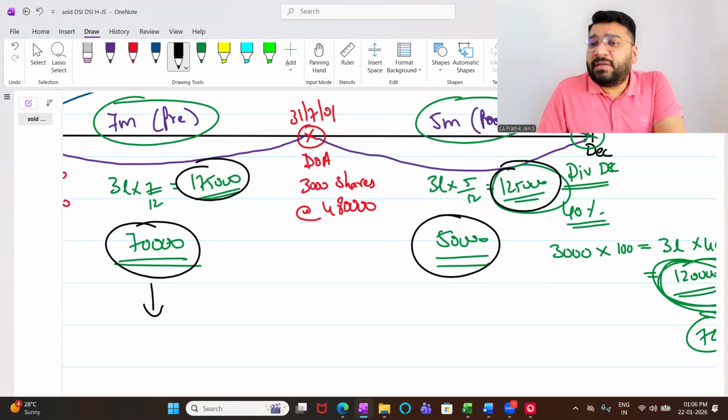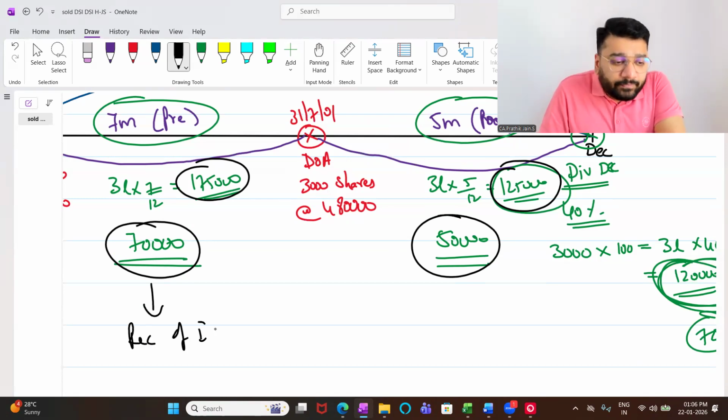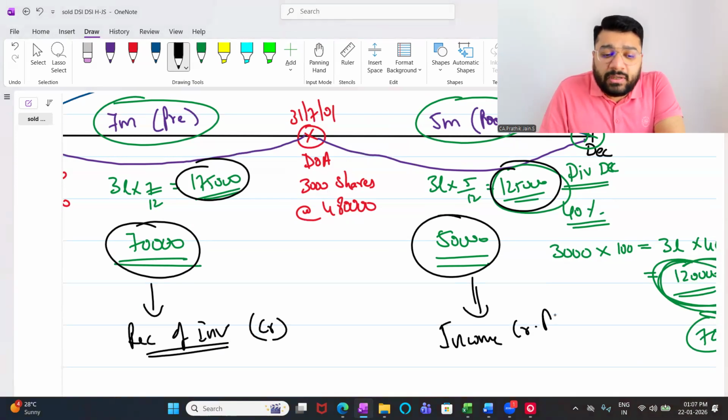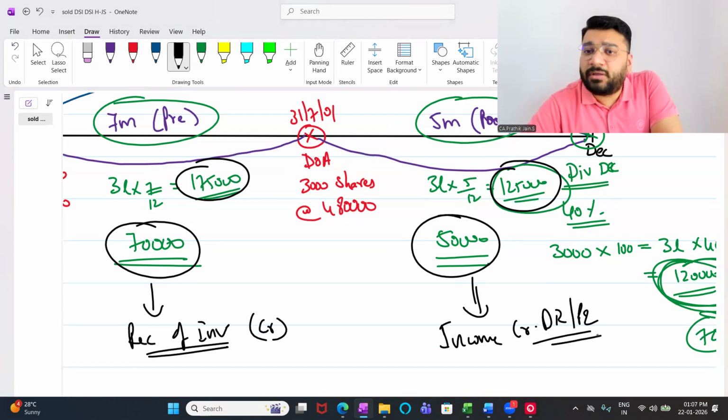This pre-dividend is a recovery of investment. It is recovery of investment. Any problem? So I will credit to investment account. This 50,000 is my income. It is my income. So I will credit to dividend received or P&L account. Any problem? Got it, not got it.